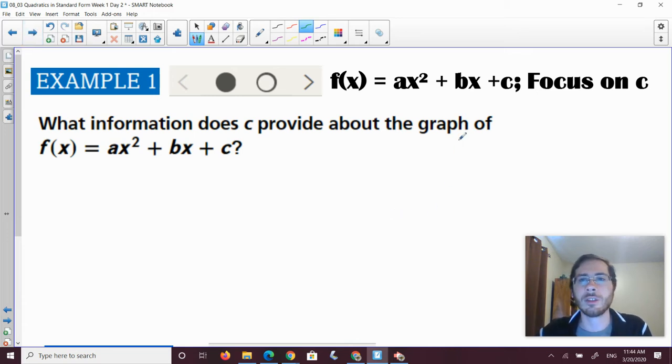Example 1 asks us to look at standard form itself and focus on the c value. What information does c provide about the graph of f of x equals ax squared plus bx plus c? Just like when we did y equals mx plus b, we had the number on the end, the b value. In this case, the c value is going to be the y-intercept.